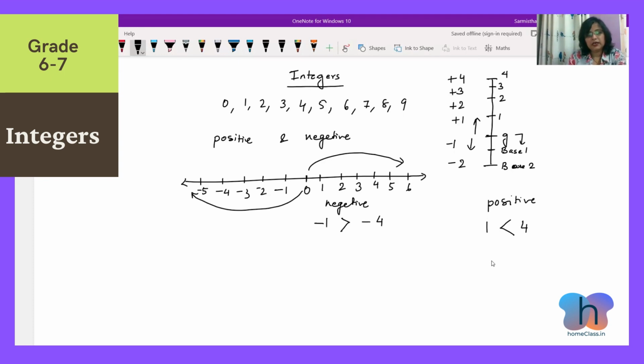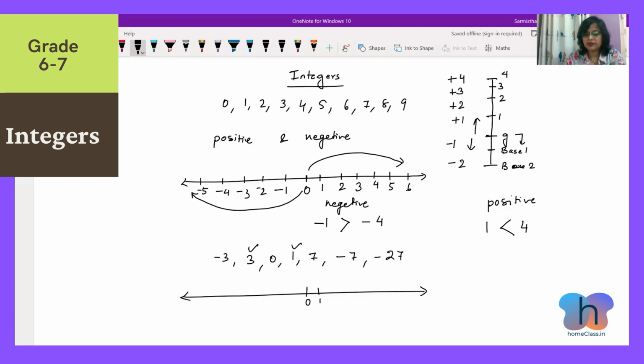Now, say I am giving a few numbers like -3, 3, 0, 1, 7, -7, and -27. If I want you to arrange the numbers according to their values, starting from smallest to highest, let us draw the number line first to understand the concept. So this is my 0, the midpoint, and the nearest number is 1. So I have drawn number 1. Then we have 3. So I have drawn number 3. And suppose this one is my number 7.